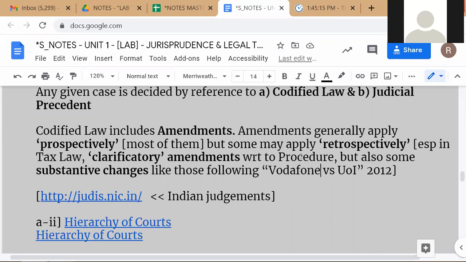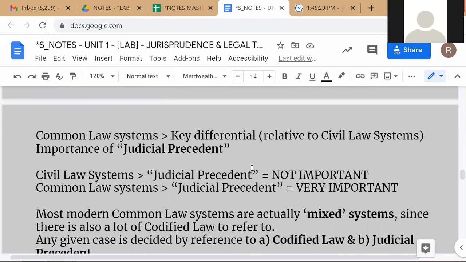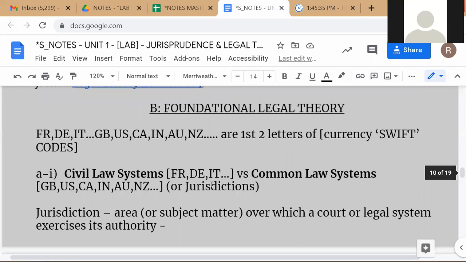But the important thing is that there were many substantive changes which were made, even on a retrospective basis, after this in the Finance Act of 2012, following this judgment. So a few things we learned here: the difference between common law and civil law systems, and the importance of precedent, that is, previous decisions of courts. Where is the precedent?